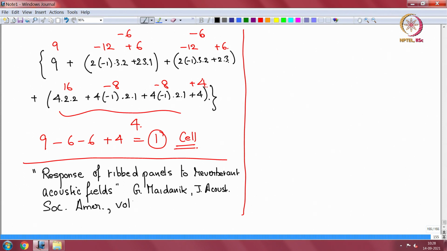Volume 34, part 6, year is 1962. It's a very important key paper in panel or plate sound radiation. Okay, set in a baffle. Okay, in a baffle.